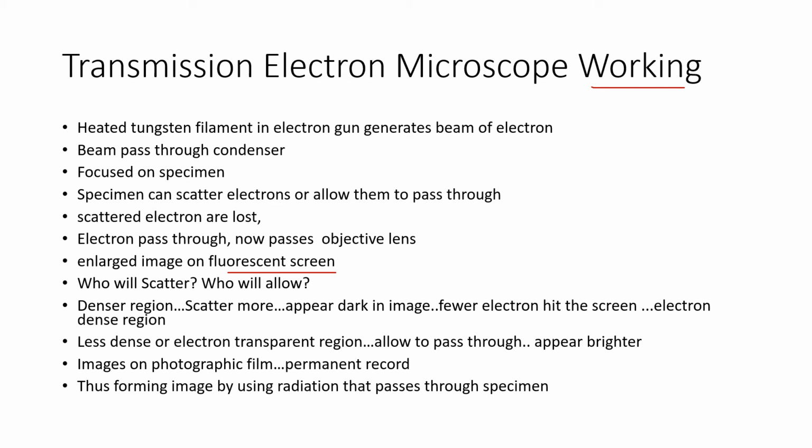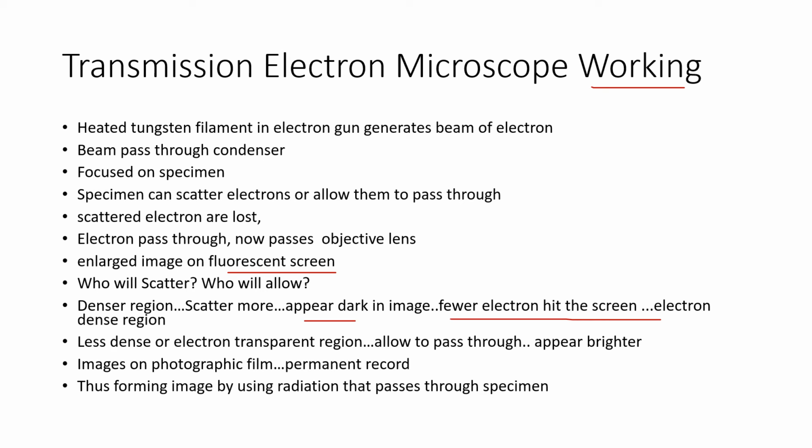See, those denser regions scatter more electrons, and we will be getting those regions as dark images because only fewer electrons hit the screen. As I told you, scattered electrons will not help us in forming the image. They are scattered, they are not received by the objective lens. So denser regions will scatter more electrons and fewer electrons hit the screen, so those regions will appear dark in the images and are called electron dense regions.